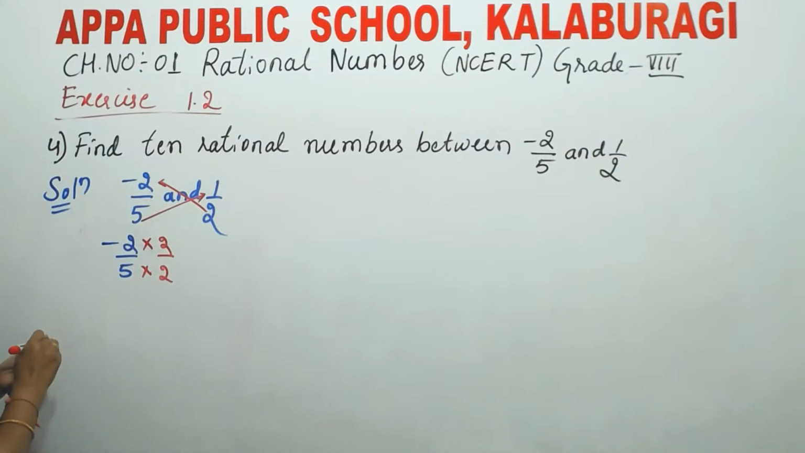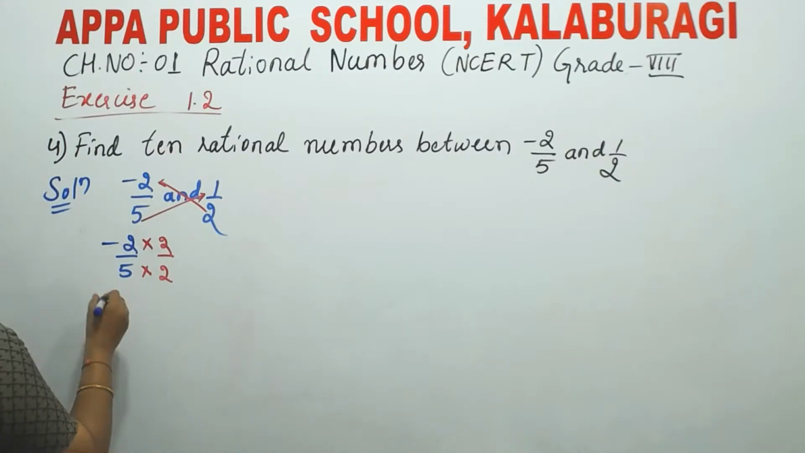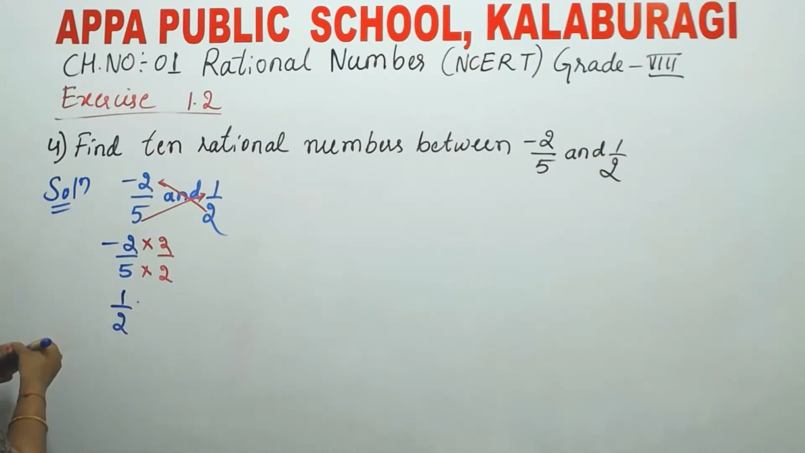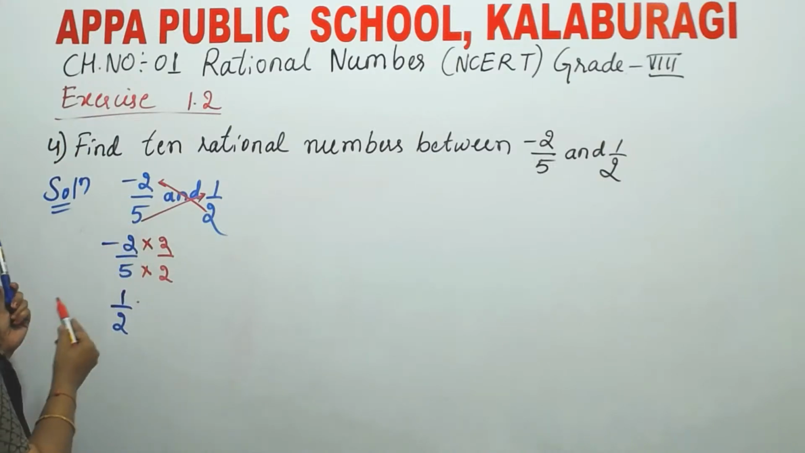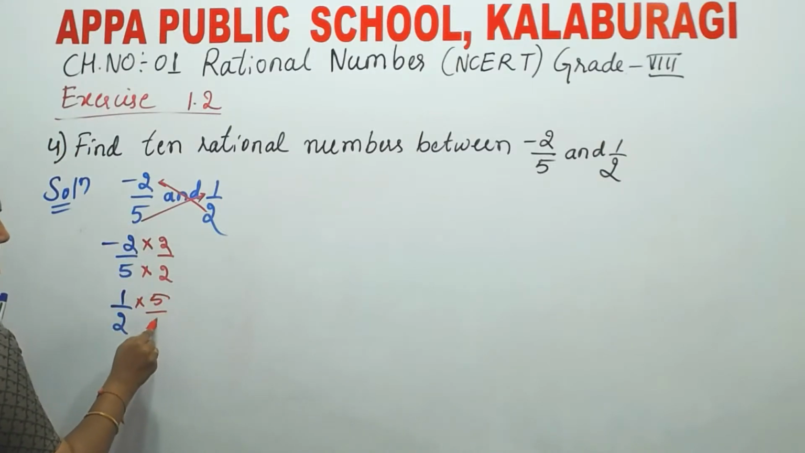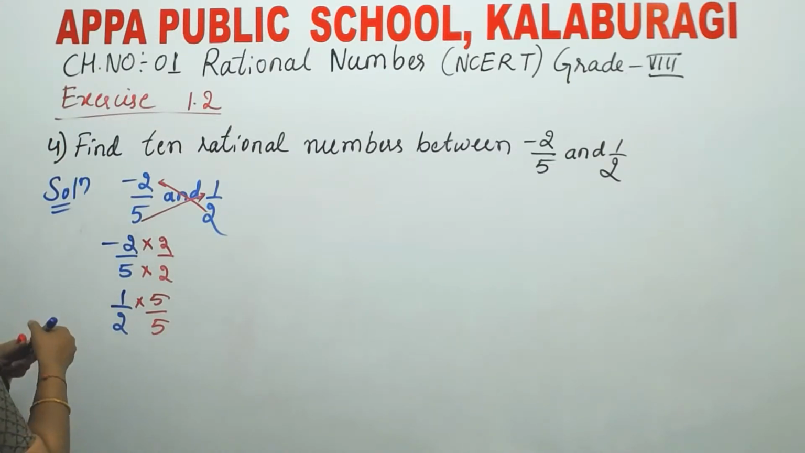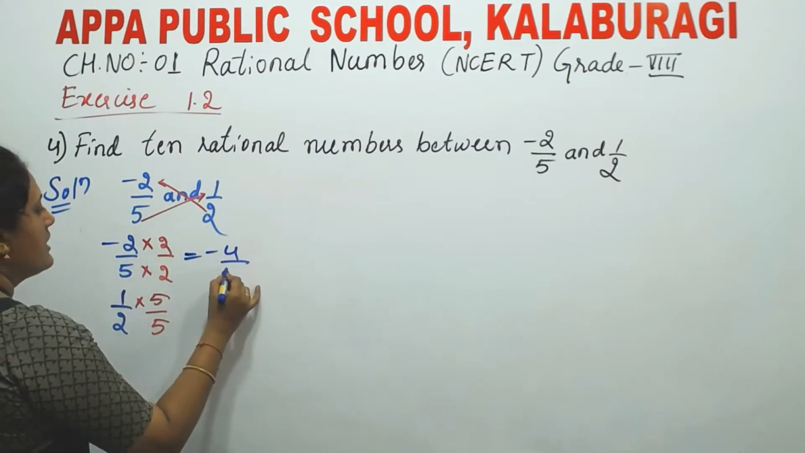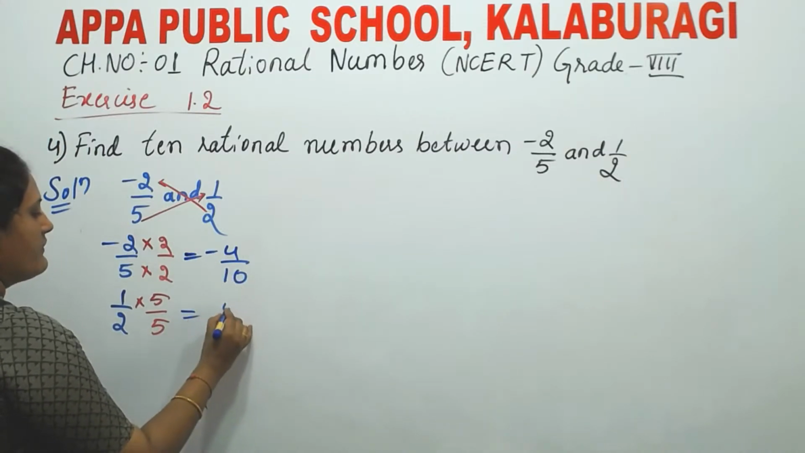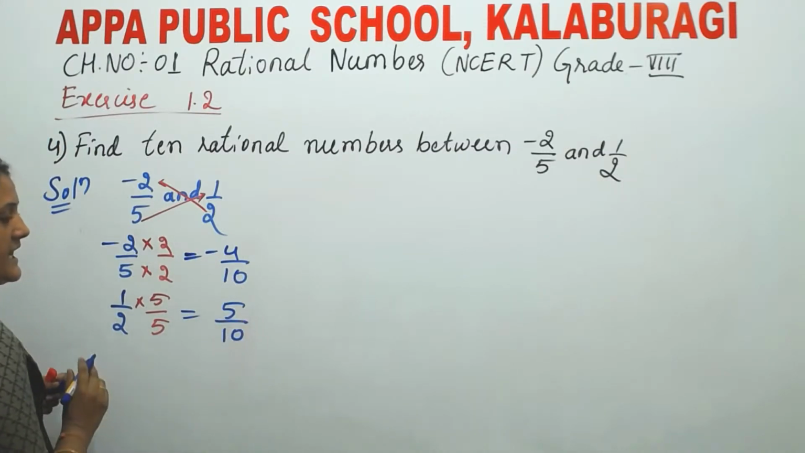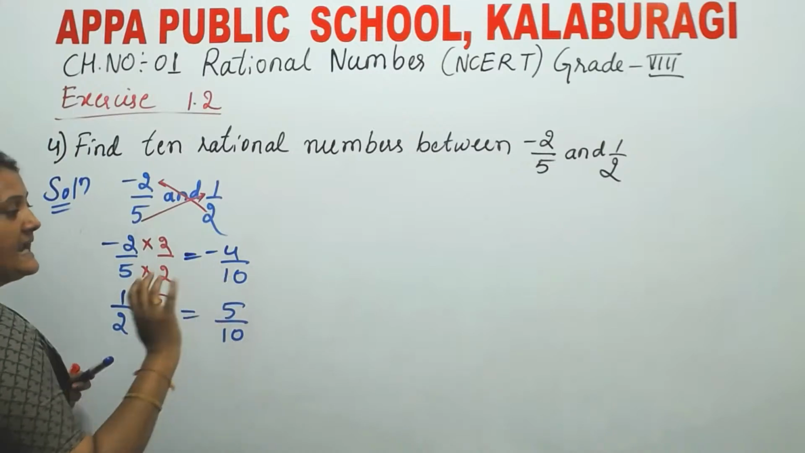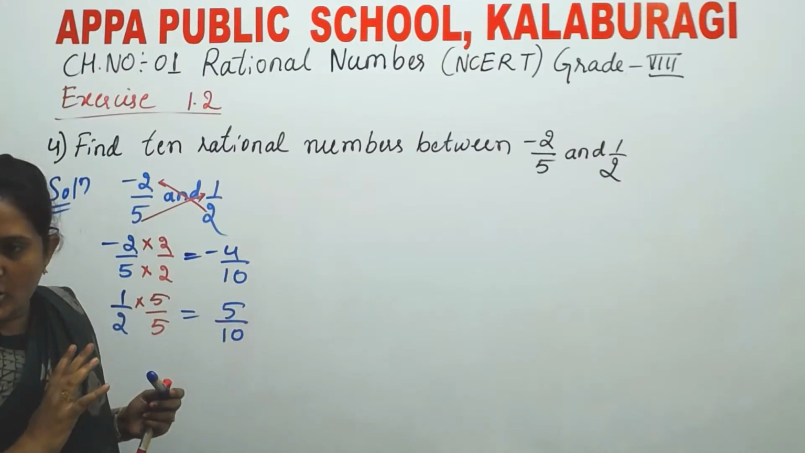So the second number is also the same. Second number is 1 by 2. For this 1 by 2, this denominator you have to multiply and divide. Yes? Instead of taking LCM, you can take it like this also. So 2 2s are 4, minus 4, 5 2s are 10. 5 1s are 5, 5 2s are 10. Again, we are not going to get 10 rational numbers, right? The same answer we got before also.